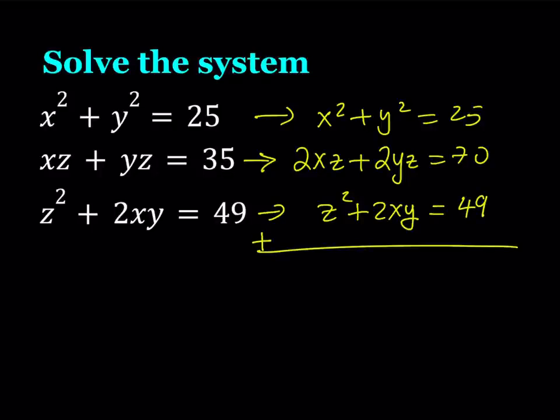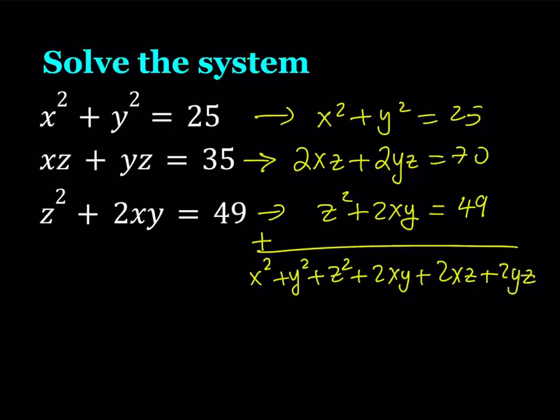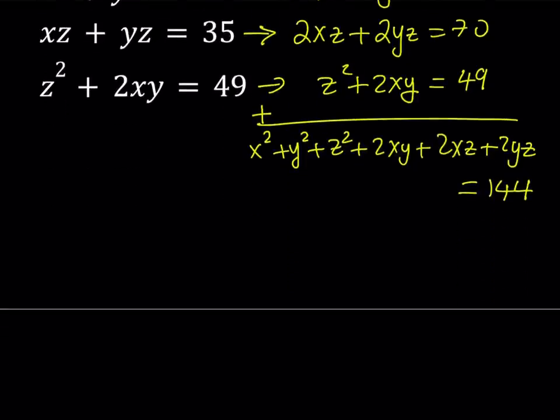When I add these equations, I get x squared plus y squared plus z squared plus 2xy plus 2xz plus 2yz. And the sum is going to equal 144 if you add those numbers. Now the left hand side of this equation is something well known, or you should know that. It is x plus y plus z quantity squared. It is a perfect square. And 144 is also a perfect square, so everything is perfect.